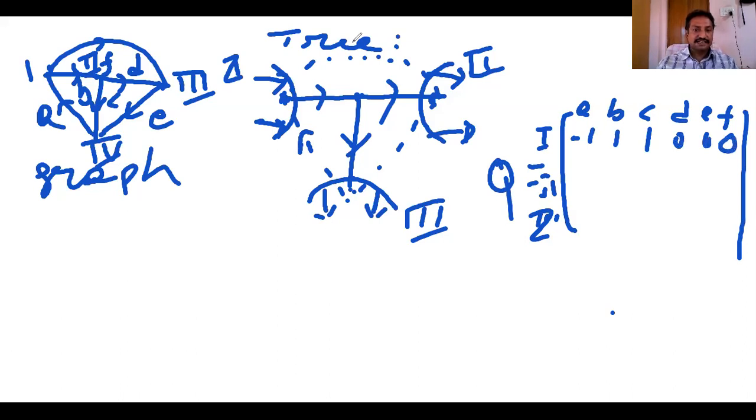Then second cut. In the second cut, D is the same direction. And F is also the same direction. E is opposite direction. So F is same direction and E is -1. Okay, fine. Remaining are zeros.